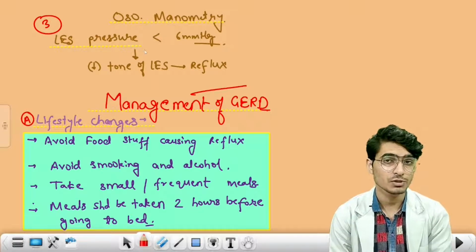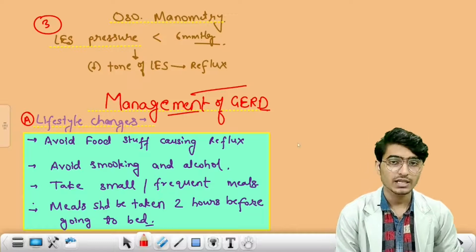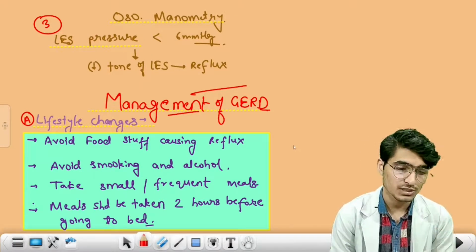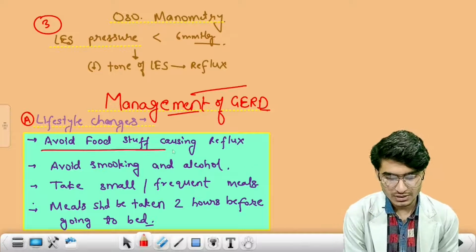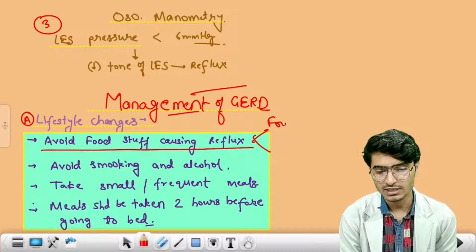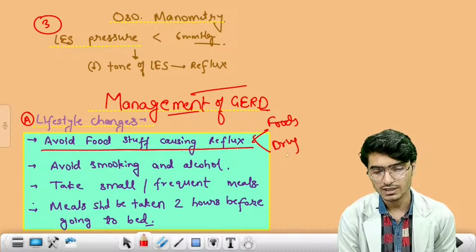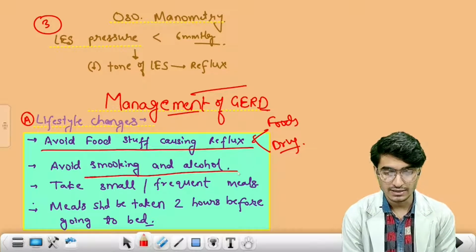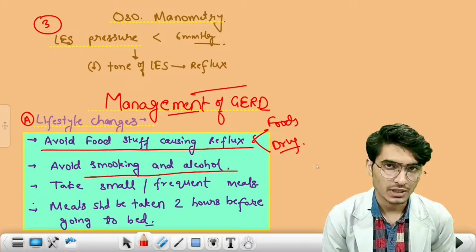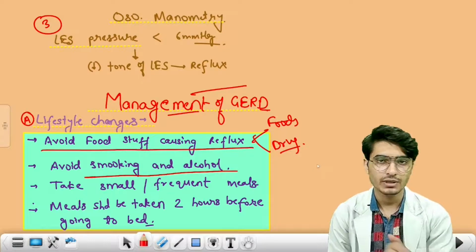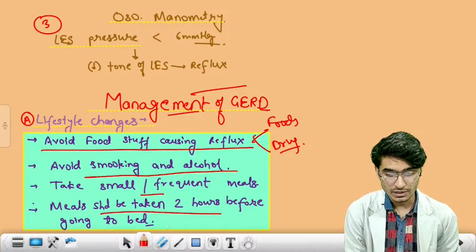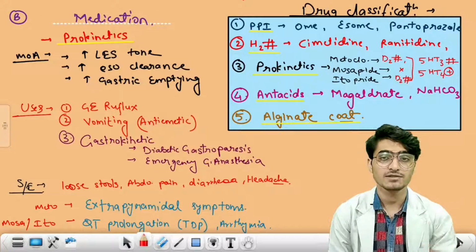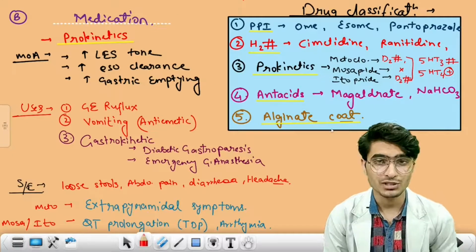Now we will go for the management of the same, right? The first thing that we prescribe to the patient is lifestyle modification, and we need to avoid those foodstuffs causing reflux. We have discussed the foods and drugs causing reflux, and we need to avoid these things, right? We also need to avoid smoking and alcohol, and the patient needs to take small meals frequently in a day, and meals are to be taken 2 hours before going to bed, right? So this is the lifestyle modification that we prescribe to the patient.